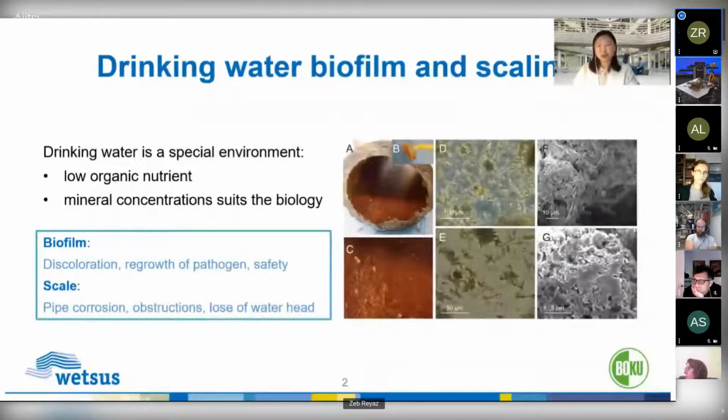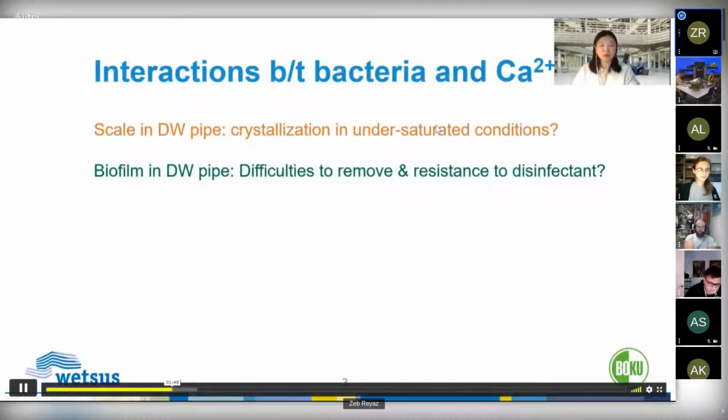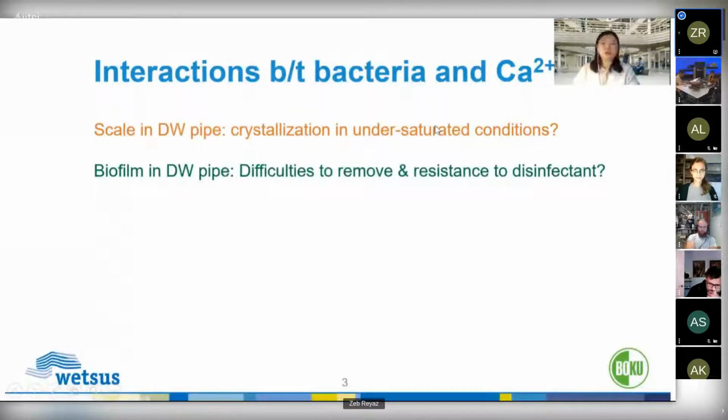But actually, if you have a look at the inner surface of a drinking water pipe, then you will realize that the bacterial cells and these mineral deposits are actually together location-wise. Then I started to think whether it's possible that the bacteria can actually have a very strong interaction with these minerals in drinking water, such as calcium. And actually, during the literature review, I realized that calcium carbonate should not spontaneously precipitate in drinking water systems because they are most often in undersaturated condition.